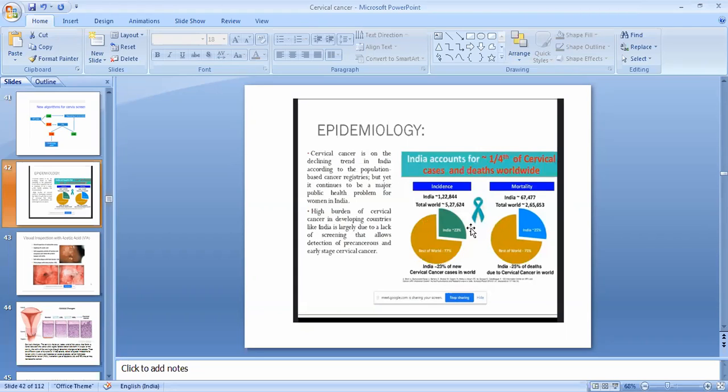Then you can understand the gravity of the disease in India. There is still a high burden of cervical cancer in developing countries like India. This is largely due to the lack of screening that allows detection of the precancerous and early stages of cervical cancer. So screening is very important, and then of course hygiene.